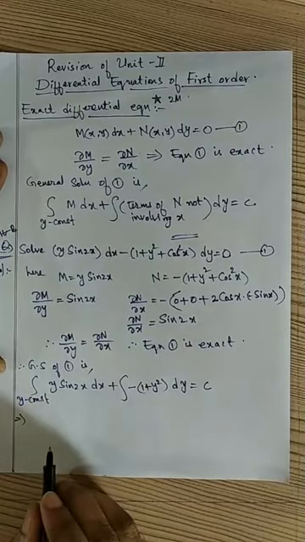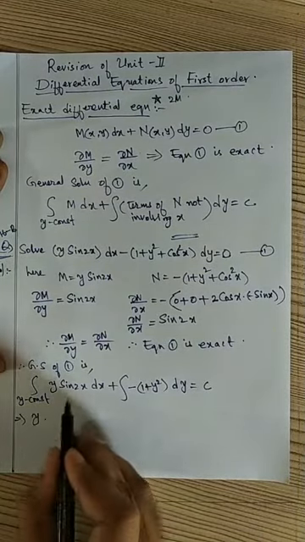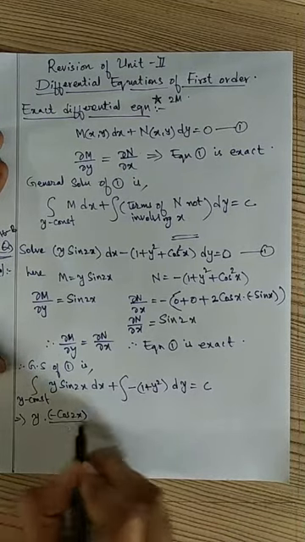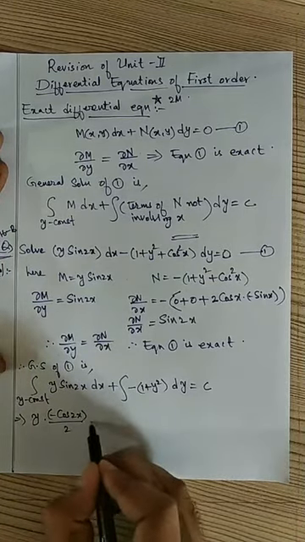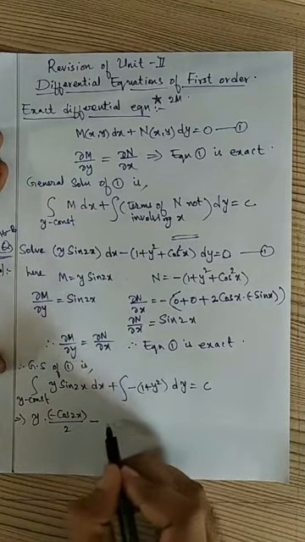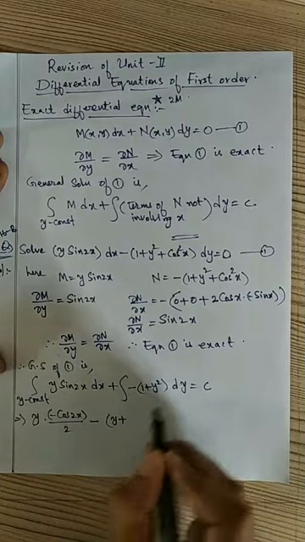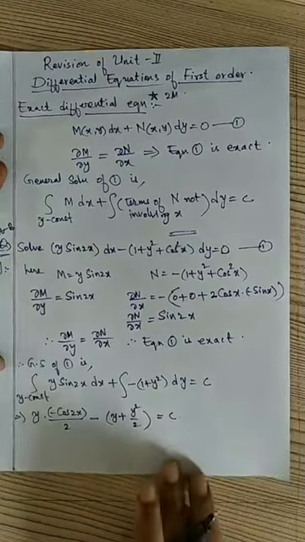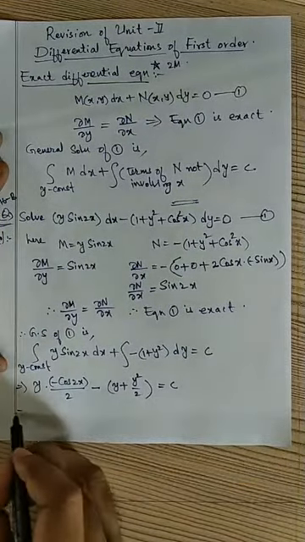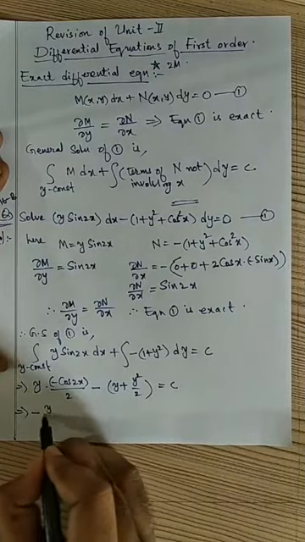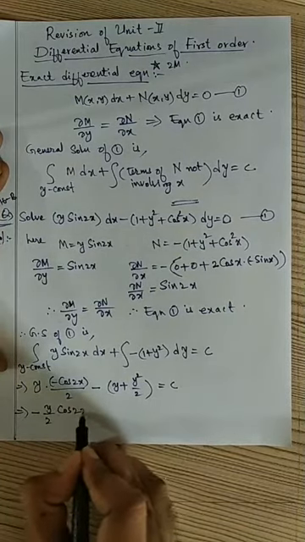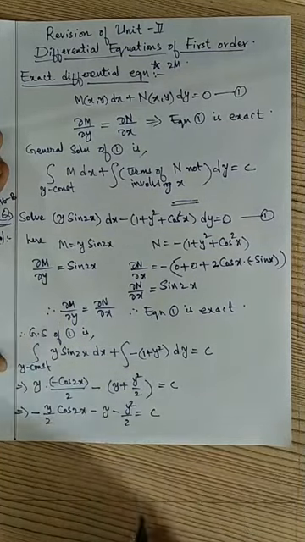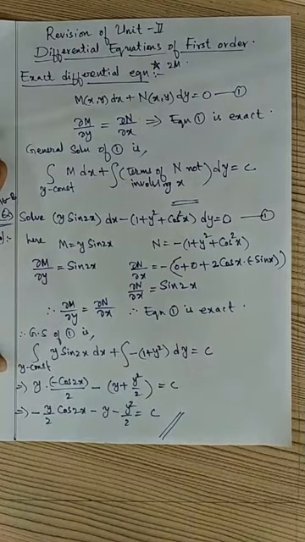Then integrate this with respect to x. Y will be treated as constant. Integration of sin 2x is minus cos 2x by 2. And here minus as it is. Integration of 1 with respect to y is y, plus integration of y² is y³/3... as in the lecture, y² by 2, equals c. Right? So this can be written as minus (y/2) cos 2x minus y²/2 = c. This is the required general solution.